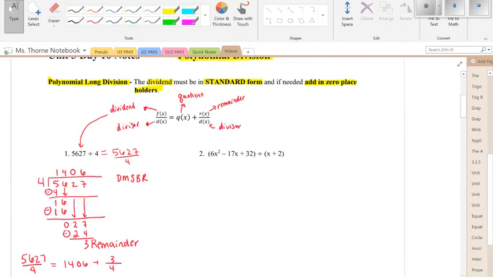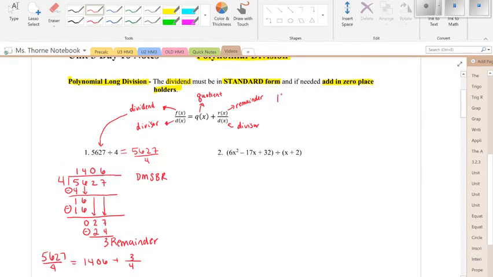So let's go ahead and write those steps out here. D, does McDonald's sell burgers? Repeat. D stands for divide. M stands for multiply. S stands for subtract. B stands for bring down. And R stands for repeat. Whatever helps you to memorize the steps, that's fine.